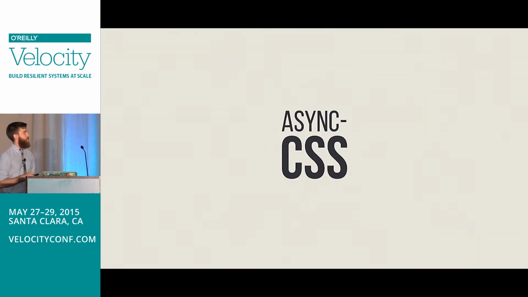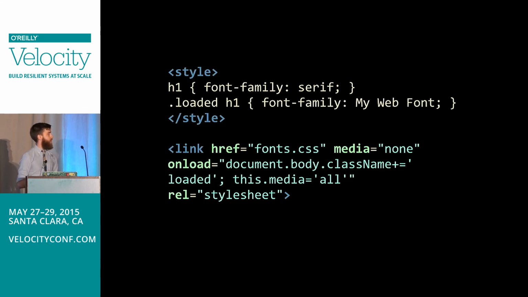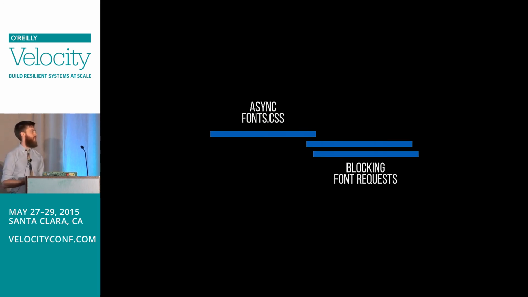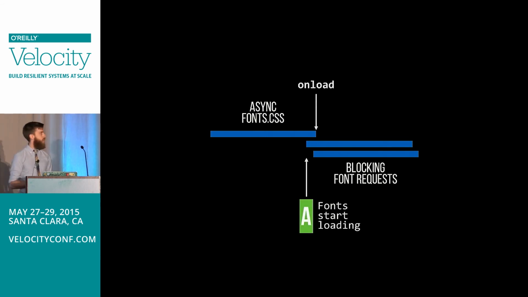But in fairness to the blog, they also talk a little bit about async CSS, which is another mechanism you can use to toggle a media attribute in onload to load the font CSS in an asynchronous manner. But really, the only thing that this does is switch the initial request from being a blocking request to an asynchronous request. The problem is still the same. The fonts start downloading here, onload is triggered here, and until the fonts finish downloading, we're still going to have browser default behavior.